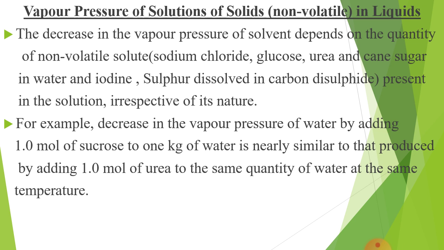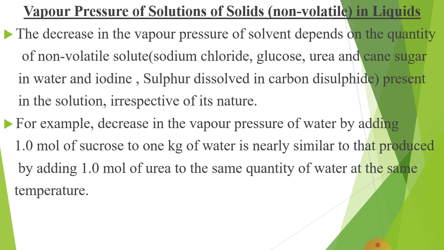Now we have to talk about the vapor pressure of solution of solid in liquid. Here the solid is non-volatile. That means solid has no vapor pressure. So the decrease in vapor pressure of solvent depends upon the quantity of non-volatile solute.